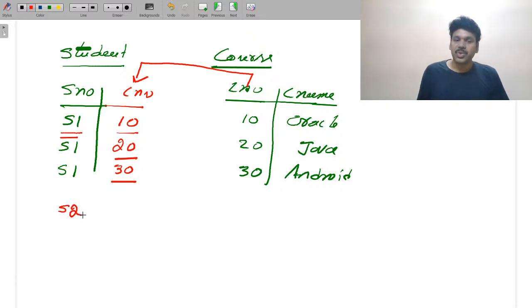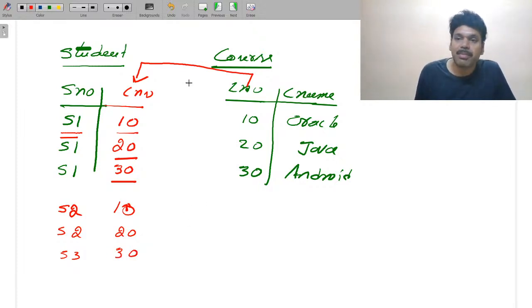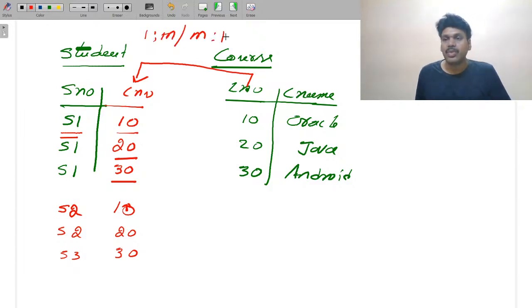Again, student number 2 is taking course 10, and student number 2 is taking course 20, and student number 3 can also take course 30. So what kind of mapping is this? You can say one is to many, or from the other side you can say M is to 1.